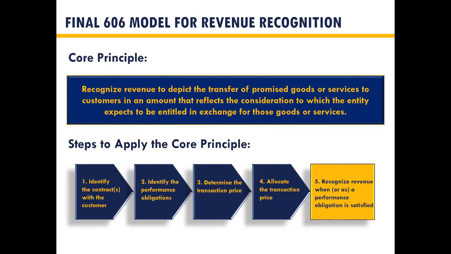The next step is to determine the transaction price. The fourth step is allocating the transaction price. This gets a little more complicated when you have more than one performance obligation as part of that contract. And the last step, which is probably the most important, is to determine whether you recognize that revenue when the performance obligation is satisfied or as the performance obligation is satisfied.